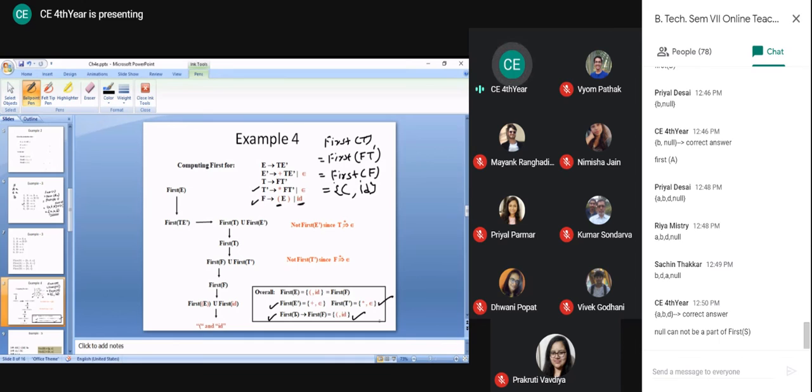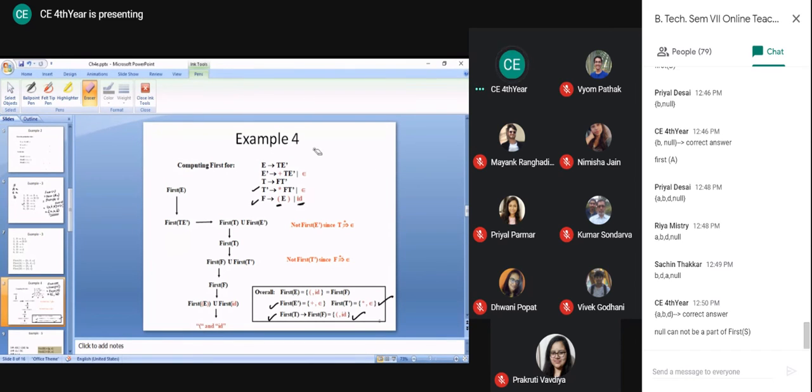That's why you can see first of T will be equal to first of F, which is equal to opening parenthesis and ID. Now let us see the most interesting one, first of E. Here you can see all the steps are given clearly for first of E.